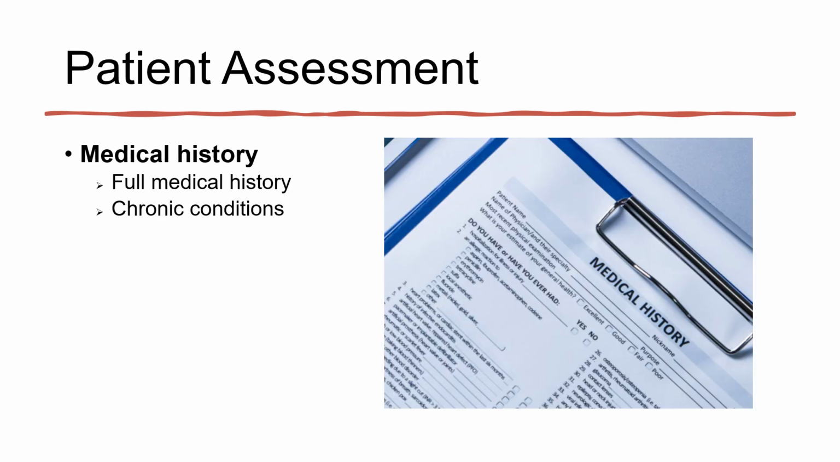We're going to start with medical history. So we want a full medical history, including any chronic conditions the patient may have. Now, if you look at this picture, you might have seen this in the past, maybe if you were a patient at your doctor's office or you're with somebody else at the doctor's office. We have a couple pages where you would check off: have you ever had this? Do you have a history of this? Does a family member have a history of this?